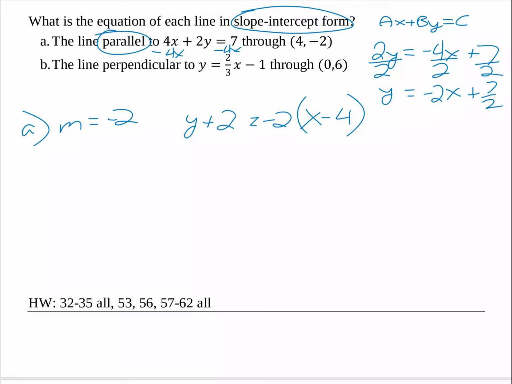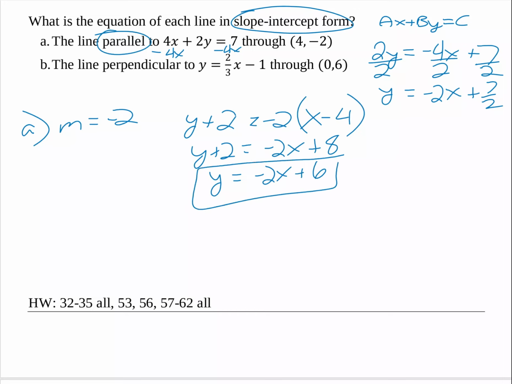I just gotta distribute first, so y plus 2 equals negative 2x, what? Plus 8. And then subtract 2 from both sides, so that's gonna give me just y on the left equals negative 2x, what? Plus 6. I subtracted 2 from both sides, so subtract 2 from 8, plus 6. Okay? Everybody with me? All right.